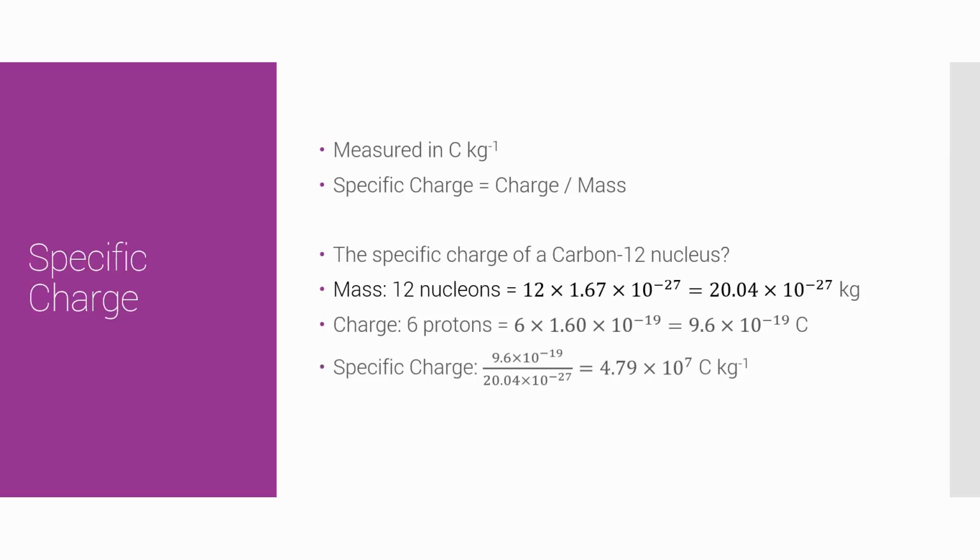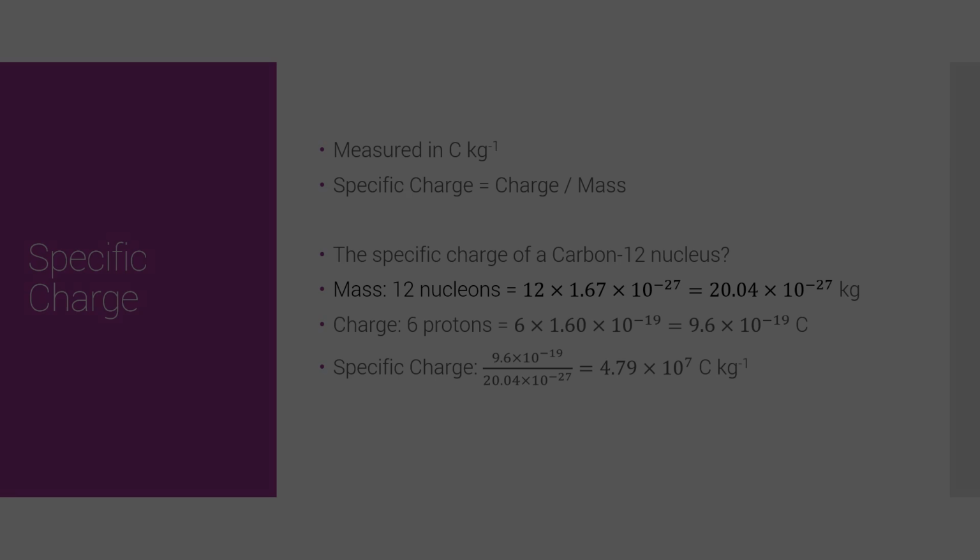Remember, units are important. And the second thing that's important is significant figures. The lowest amount of significant figures given to us in this question were 3. That's given from the 1.67 times 10 to the minus 27 and the 1.6 times 10 to the minus 19 values. Those figures are to 3 significant figures, and there's no other value that we can take into account, so we'll use 3 significant figures as our base. So we will leave our answer in 3 significant figures.